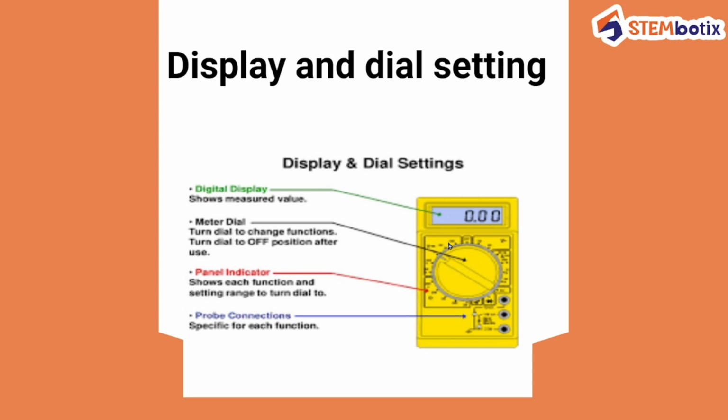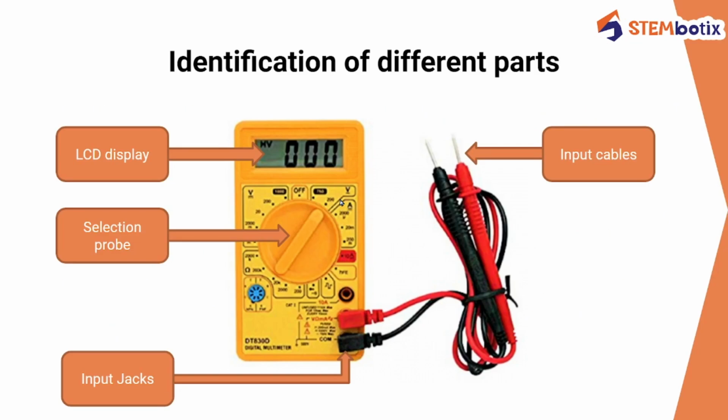Now panel indicator. These sections are known as panel indicators. See, these are panel indicators. Here the different quantities are listed. For example, this panel area is for AC voltage. This panel area shows that you can turn off your digital multimeter by setting your probe here.